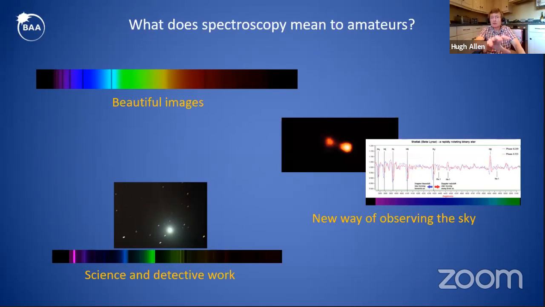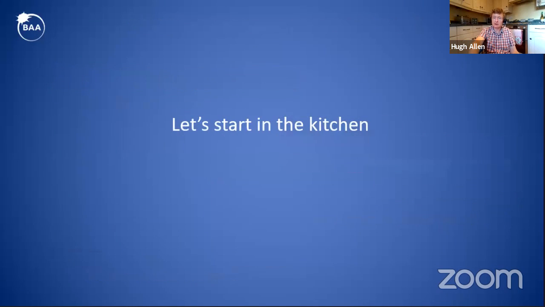And I put these three aspects of what spectroscopy certainly means to me, and I hope it'll mean to a lot of amateurs. There is beauty in spectra. And honestly, spectroscopy is just a different way of observing the sky. But of course, spectroscopy is a quantitative aspect of amateur astronomy. So you can do absolutely fantastic science and detective work as well. So look, let's get started.